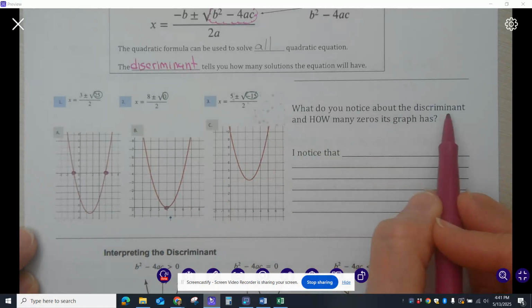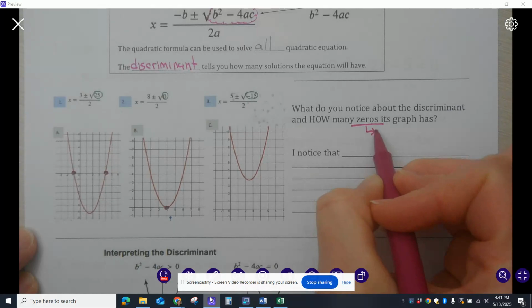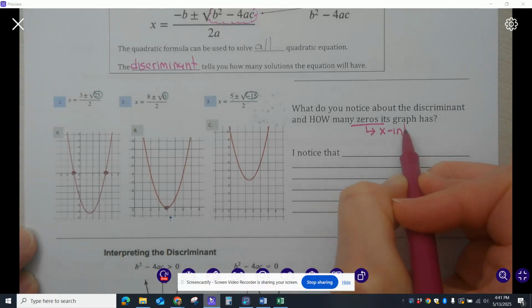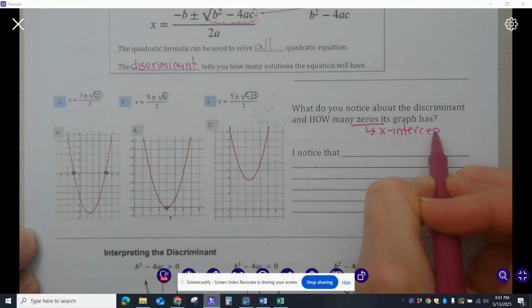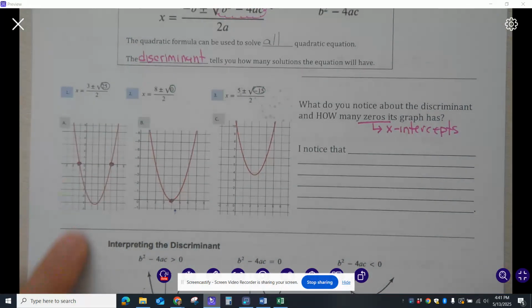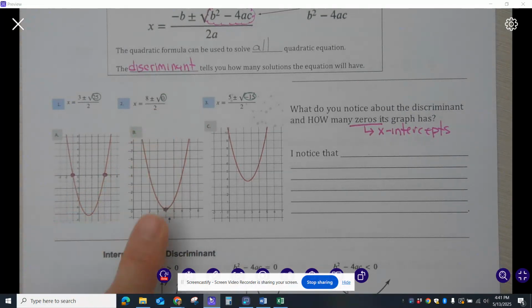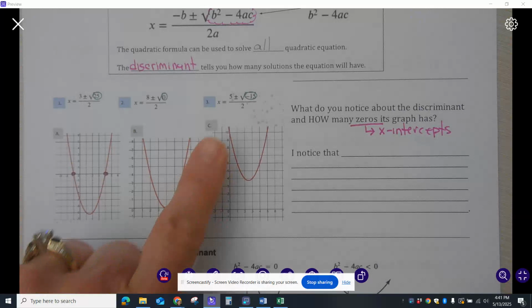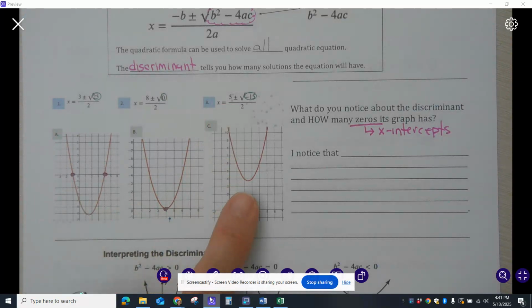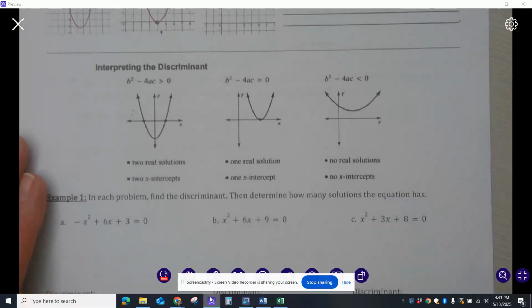So what do you notice about the discriminant and how many zeros? I want you to remind yourself that zeros are x-intercepts. So maybe you said something like you noticed when the discriminant is positive, you have two solutions. When the discriminant is 0, you have one. And when the discriminant is negative, you have no solutions. But whatever you put there is fine, because we're going to kind of summarize what we're learning about the discriminant right here.